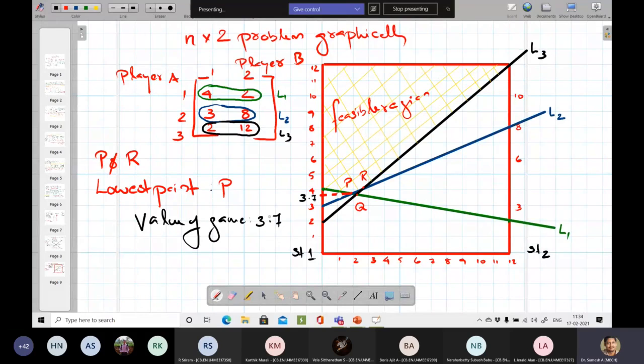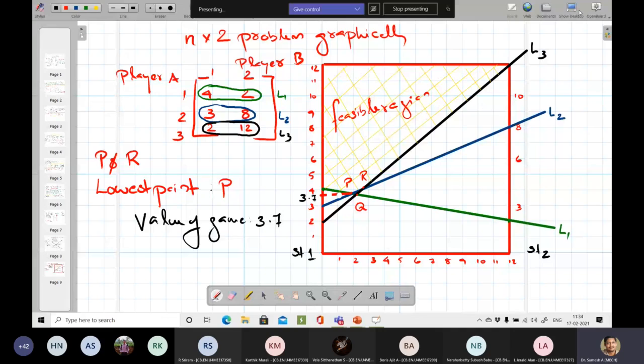We are basically doing this in the advantage of player A. That is the reason why we are selecting the areas as shown like this. The other areas will be favorable for player B. So this is how we are solving the problem.